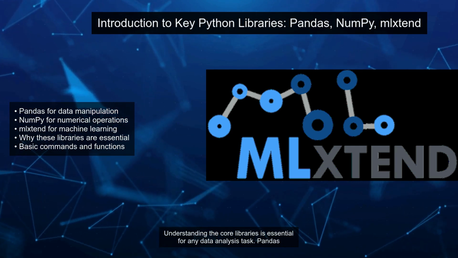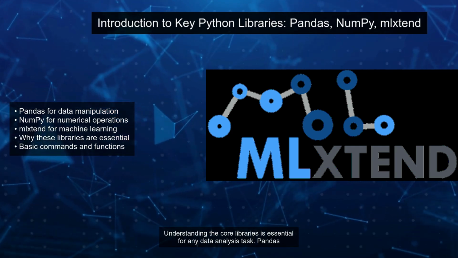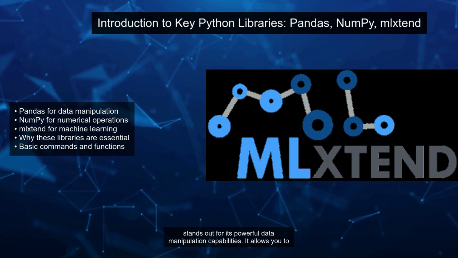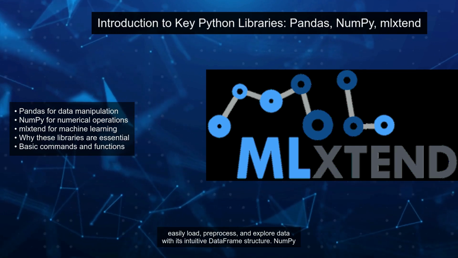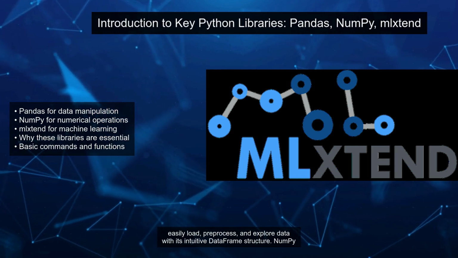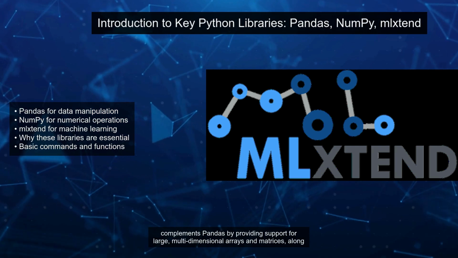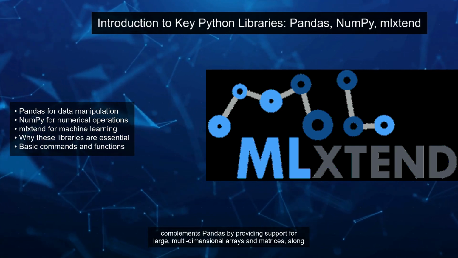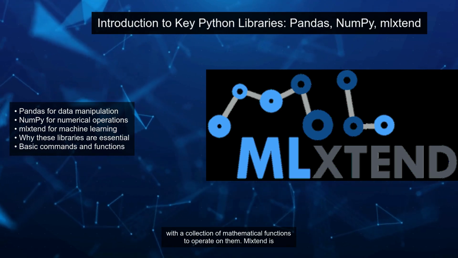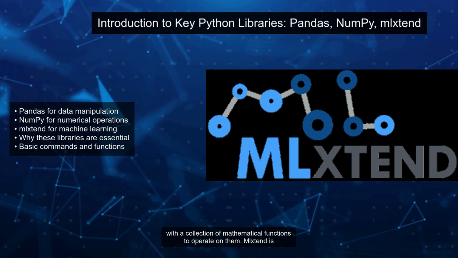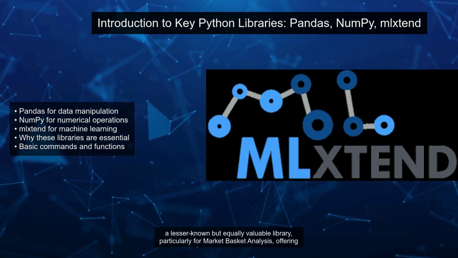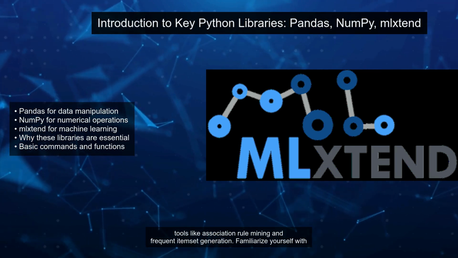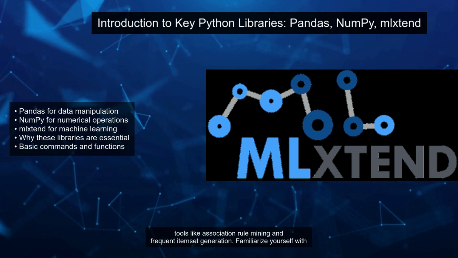Understanding the core libraries is essential for any data analysis task. Pandas stands out for its powerful data manipulation capabilities. It allows you to easily load, preprocess, and explore data with its intuitive data frame structure. NumPy complements Pandas by providing support for large, multi-dimensional arrays and matrices, along with a collection of mathematical functions to operate on them. mlxtend is a lesser-known but equally valuable library, particularly for market basket analysis, offering tools like association rule mining and frequent item set generation.